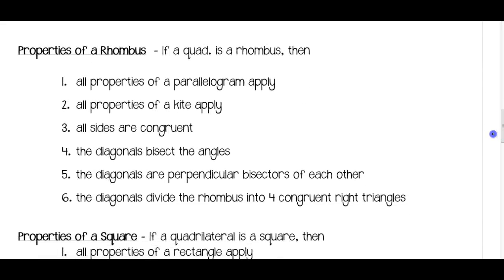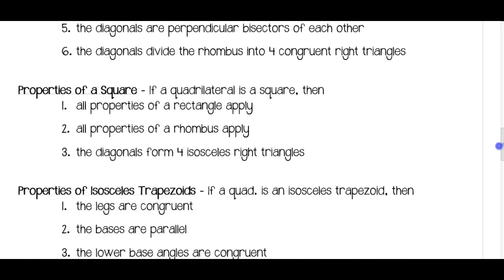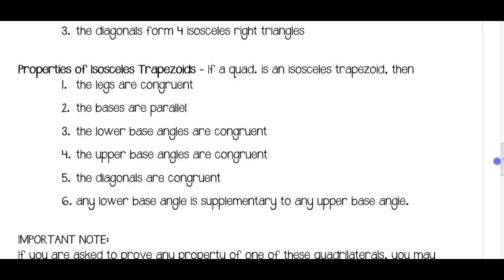Then we've got a rhombus. We've got 6 properties here. Again, all the properties of a parallelogram apply, so you don't need to do those again. All the properties of a kite apply. And then we've got 3 through 6 here, so make sure you read through those and you understand those. We've got our square, and then isosceles trapezoid.